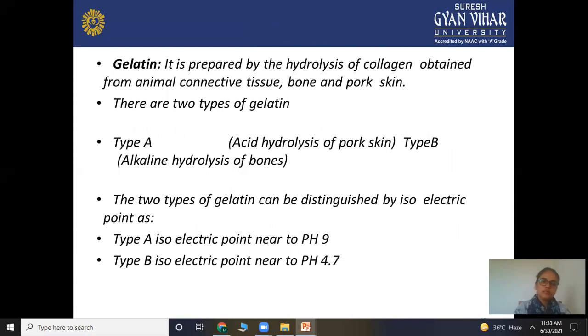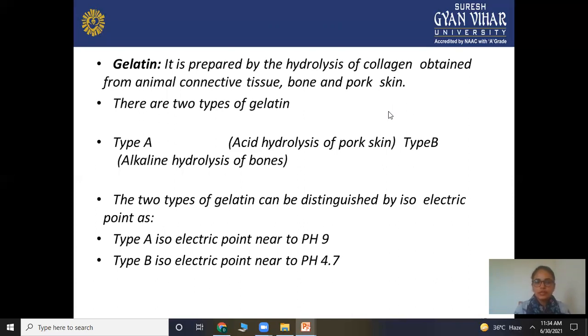Next, gelatin is prepared by hydrolysis of collagen, often from animal connective tissue, bone, and pork skin. Means this gelatin is mainly obtained by a hydrolysis process, and the hydrolysis of the collagen takes place, and this collagen is mainly taken from the animal connective tissue or bone and pork skin of the animal.